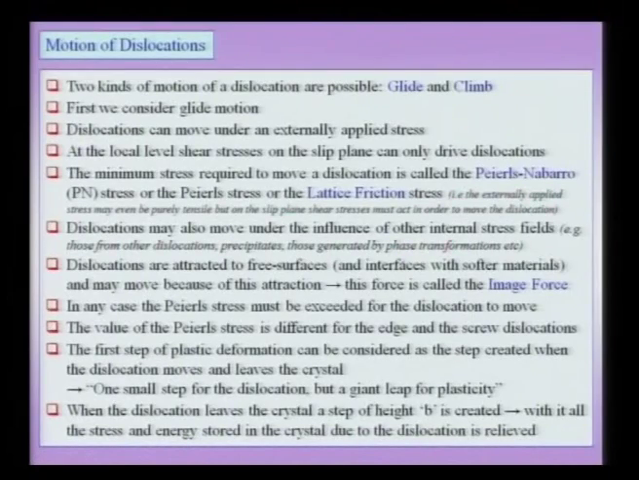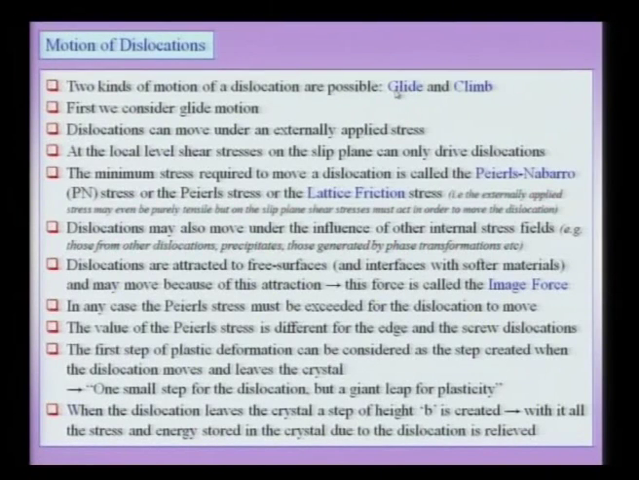So let me revise what we have considered so far: the edge dislocation, the screw dislocation, and the mixed dislocation. We also understood the important vectors associated with the dislocations, the B vector and the T vector, and how they differ between the edge dislocation and the screw dislocation. We have also seen that the Burgers vector is a constant for the entire dislocation line. The next topic we can take up is the motion of dislocations.